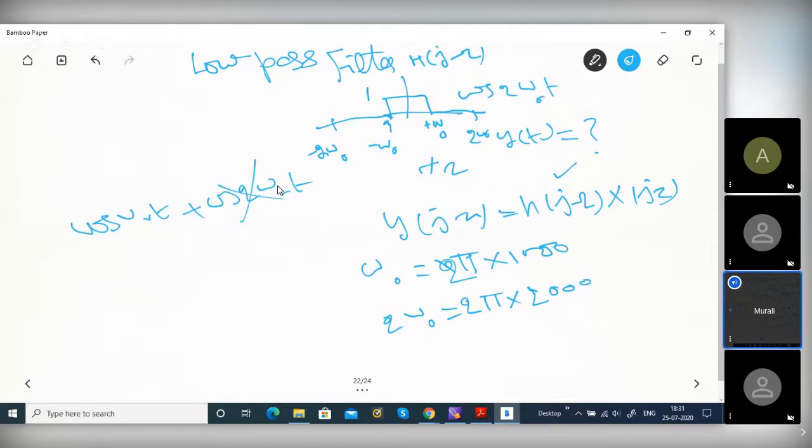So what is the impulse response h of t in the continuous domain for this H of j omega? It is a sinc function. It will look like this. I'm not good at drawing, sorry. It goes to minus infinity on one side and plus infinity on the other, right? Can you implement this ideal low pass filter?